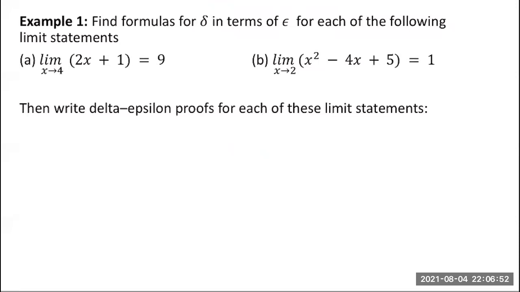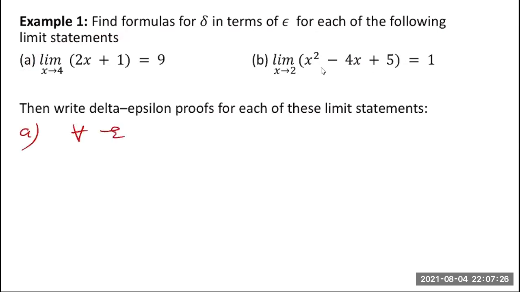Let's do an example before we go to the next topic. Here is the example that I want to go over. Find formulas for delta in terms of epsilon for each of the following limit statements. And then you have a second part, don't forget that: write delta-epsilon proofs for each of these limit statements. First of all, what is the limit statement for this one? The algebraic definition.